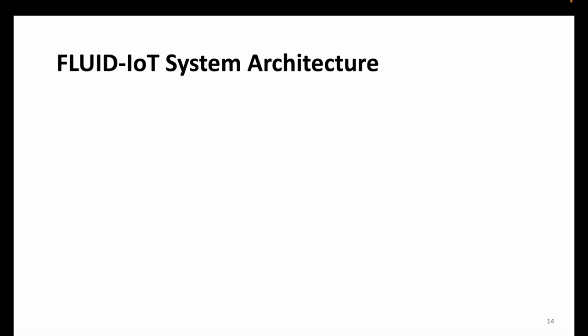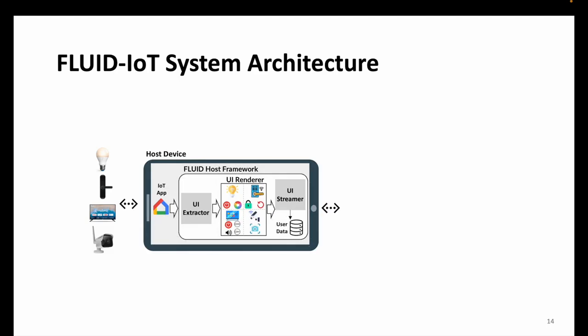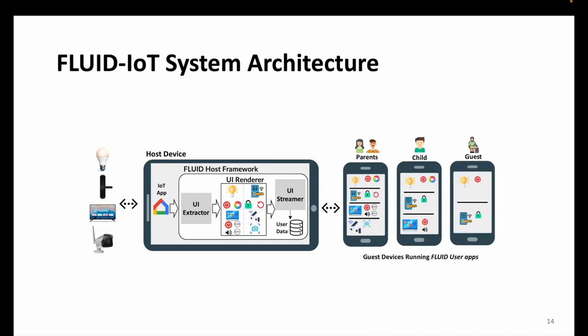The FLUID-IoT system operates as follows. The host device communicates with IoT devices through an existing IoT platform like Google Home. The FLUID host framework is comprised of three main components: the UI extractor, UI renderer, and the UI streamer. The UI extractor is responsible for extracting the IoT control UI from the IoT platform app. Following this, the UI renderer takes over the extracted UI component. Finally, the UI streamer distributes the rendered UI to guest devices.